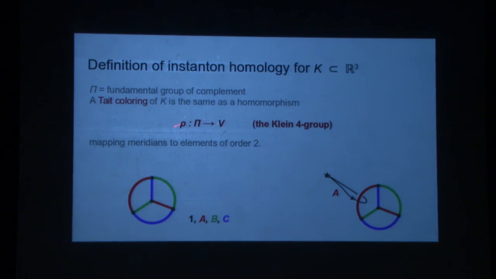Things are a little simpler here because the Klein-4 group is abelian. We don't really have to think too much about the order in which we multiply these guys, particularly as they're elements of order 2. We don't even need an orientation. This is just the Z mod 2 homology of the complement of the graph that's really in play here.